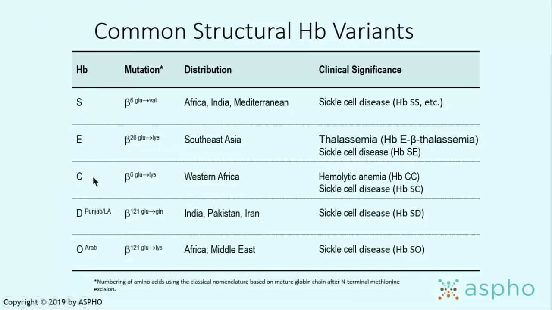Hemoglobin C we've already mentioned. And then there are two other unusual hemoglobin variants, D Punjab and O Arab. I know in Texas, our newborn screen screens for D and O because they do occur. They are like hemoglobin C in that they do modify sickle cell disease. So when you co-inherit SO and SD, you tend to have milder disease.